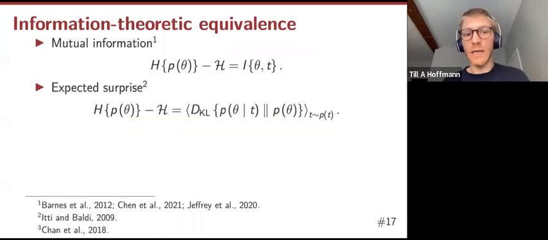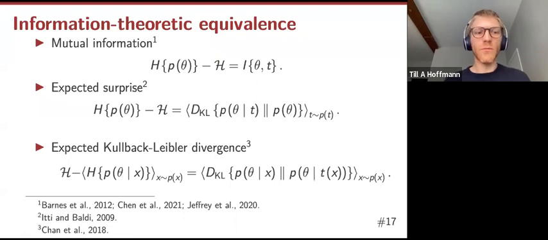We can do the same with the expected surprise. So this is the extent to which we update our beliefs in response to seeing the summaries. And to learn a lot, we want to update our beliefs a lot in expectation. And the surprise is quantified as the Kullback-Leibler divergence between the posterior and the prior. Or we can look at the expected Kullback-Leibler divergence between the true posterior, given the full data set, and the posterior given only the summaries. Now, if we minimize this expected Kullback-Leibler divergence, that is again equivalent to minimizing the expected posterior entropy.